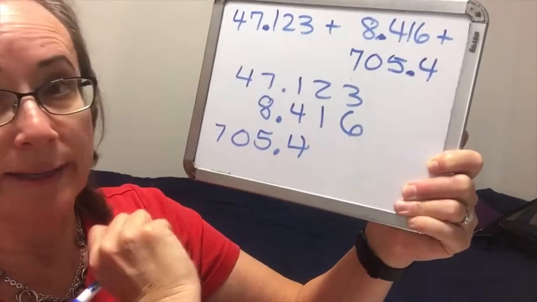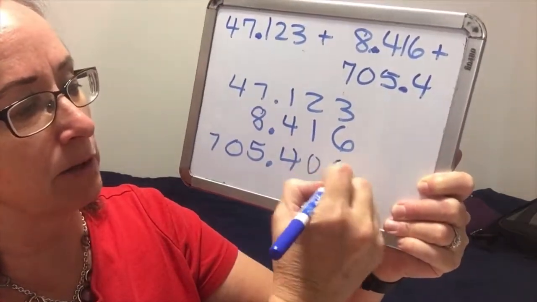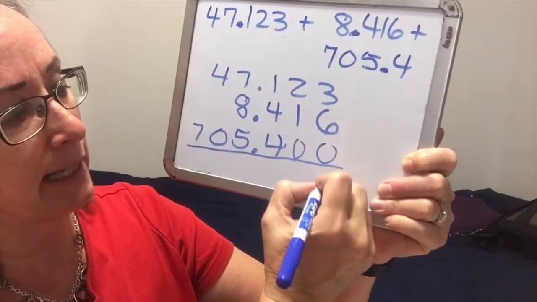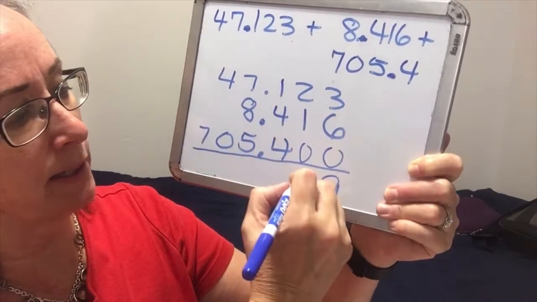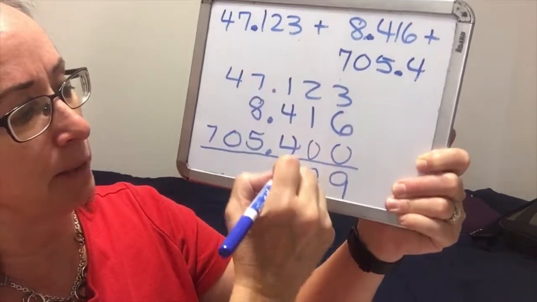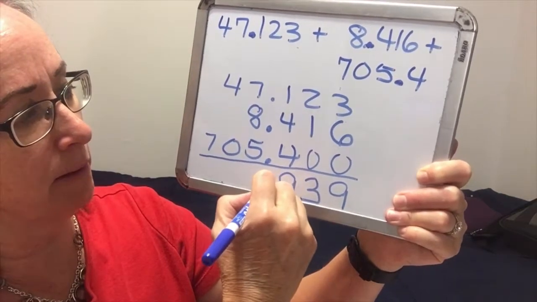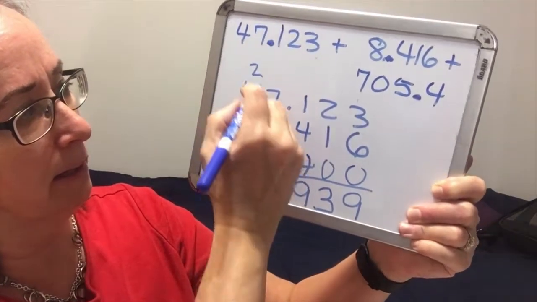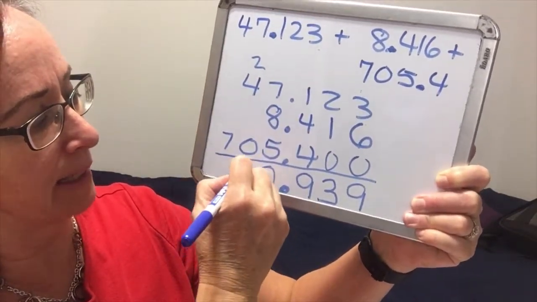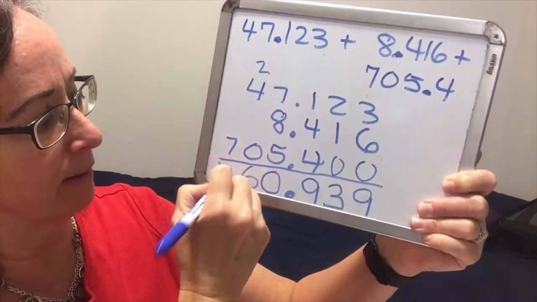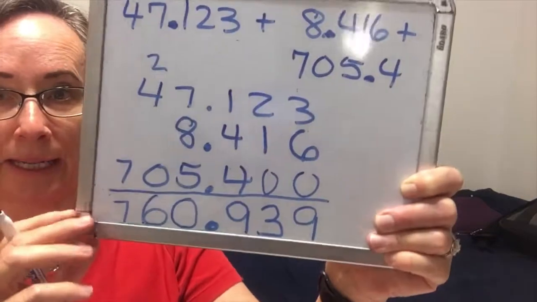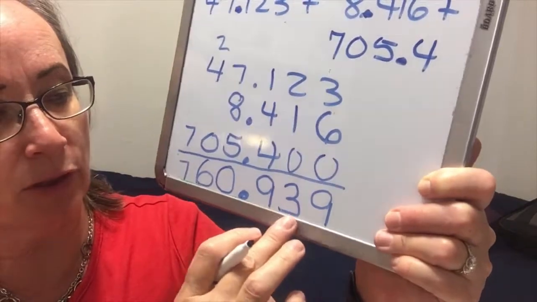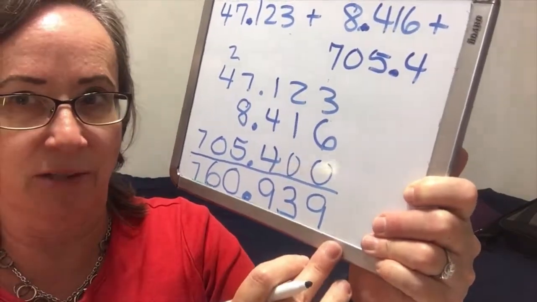705.4. Now remember, there's no problem with adding zeros over here if we want to, just to keep our columns all lined up. So 3 plus 6 is 9. 2 plus 1 is 3. 8 plus 1 is 9. Put my decimal. That's 15 plus 5 is 20. Carry. 6 plus 0 is 6. And a 7. And that should be my answer. 760 and 939 thousandths.